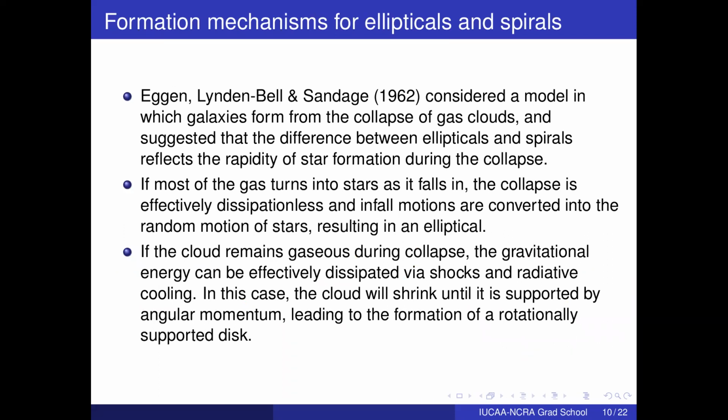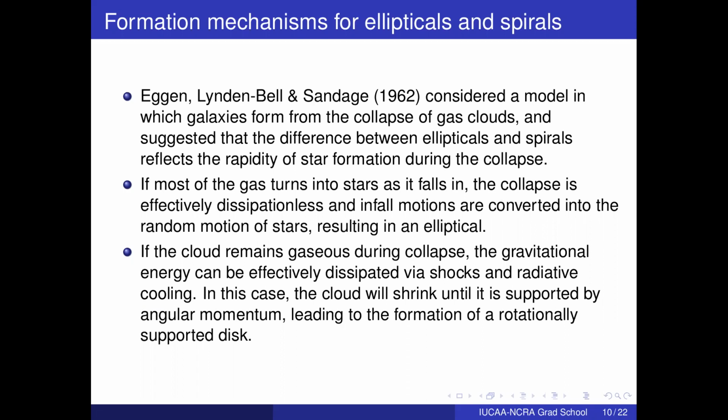Okay, so now we are ready to move on to formation mechanisms for ellipticals and spirals. In a very influential paper written in 1962, Lynden-Bell and Sandage came up with a model in which galaxies form from the collapse of gas clouds, and suggested that the difference between ellipticals and spirals reflects the rapidity of star formation during this collapse.